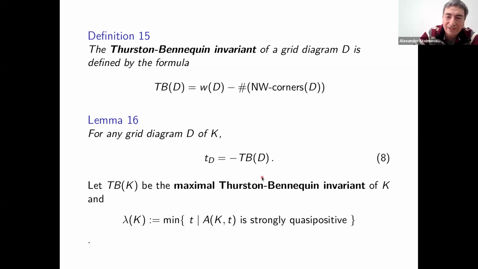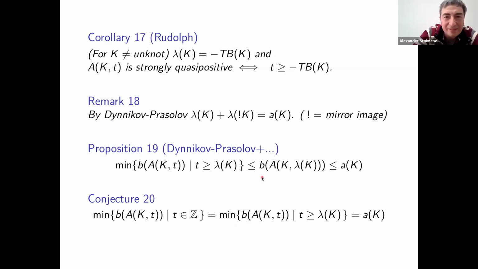Yeah, now what we get out of this here is, so let us define lambda to be the minimal T so that A_K^T is strongly quasi-positive. Then this minimal framing of a strongly quasi-positive annulus is minus the Thurston-Bennequin invariant. And the annulus is strongly quasi-positive if and only if T is bigger or equal to minus Thurston-Bennequin. So there is this identification of the lambda number with the Thurston-Bennequin invariant up to sign, but since I use the lambda number a lot in the following, I will not write minus TB. I will keep the sign my way around and continuously write lambda.